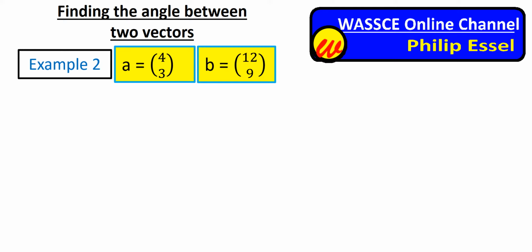We are being asked to find the angle between the two vectors A and B. Vector A is equal to (4, 3), and vector B is equal to (12, 9).